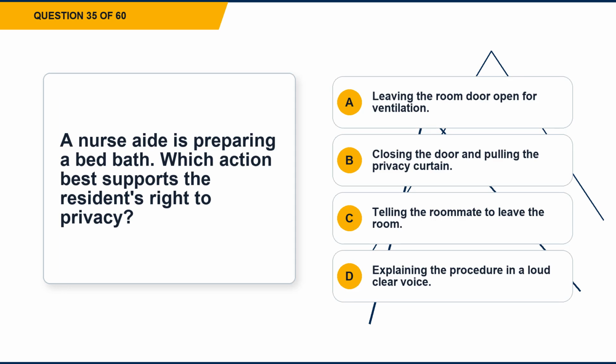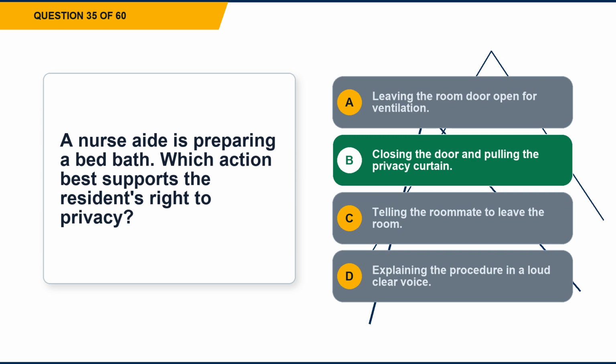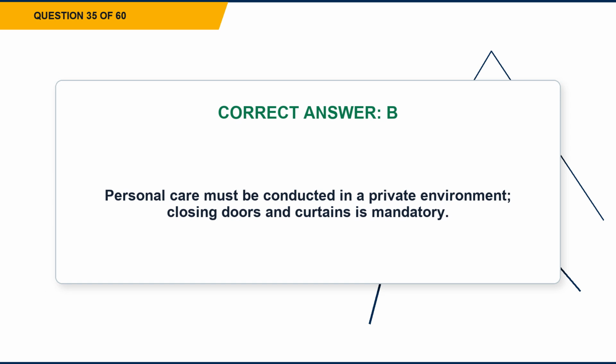Question 35. A nurse aide is preparing a bed bath. Which action best supports the resident's right to privacy? Option A, leaving the room door open for ventilation. Option B, closing the door and pulling the privacy curtain. Option C, telling the roommate to leave the room. Option D, explaining the procedure in a loud, clear voice. The correct answer is option B, closing the door and pulling the privacy curtain. Explanation: personal care must be conducted in a private environment. Closing doors and curtains is mandatory.